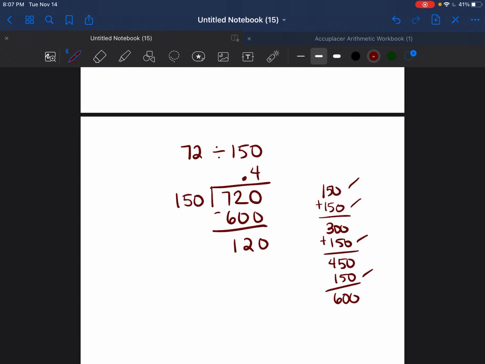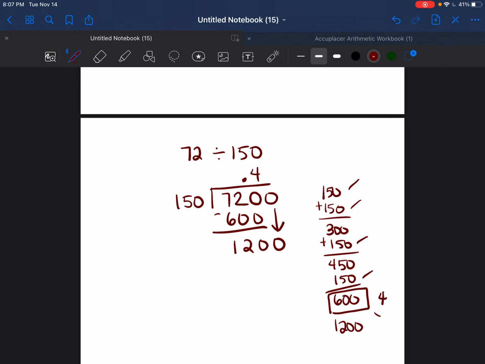And then we can bring up another 0 because 150 does not go into 120. So now we're going to say, okay, how many times can 150 go into 1200? Well, if it can go into 600 4 times, 1200 is just 2 times that amount. So 4 times 2 would be 8. So 150 would be able to go into 1200 8 times. So 1200, subtract, and remaining 0. So now we have that 72 divided by 150 is equal to 0.48.